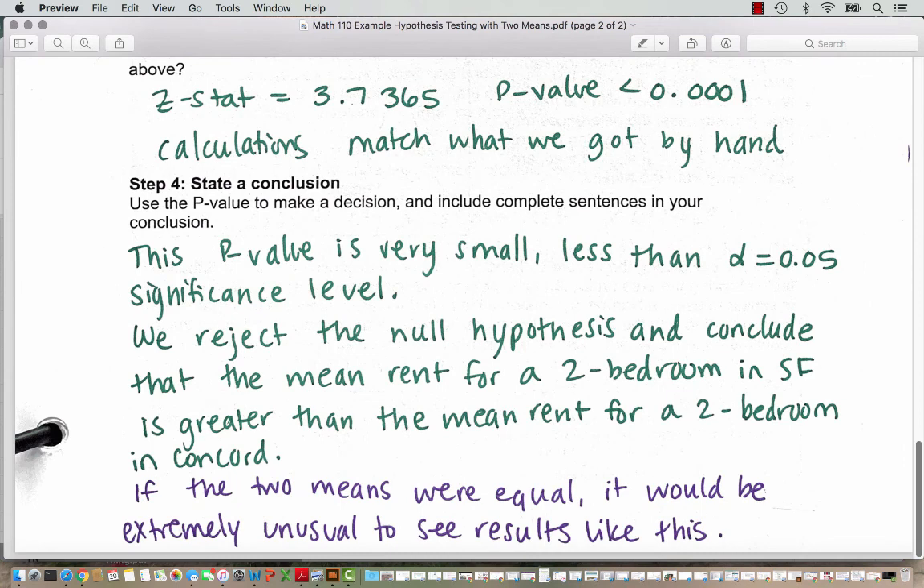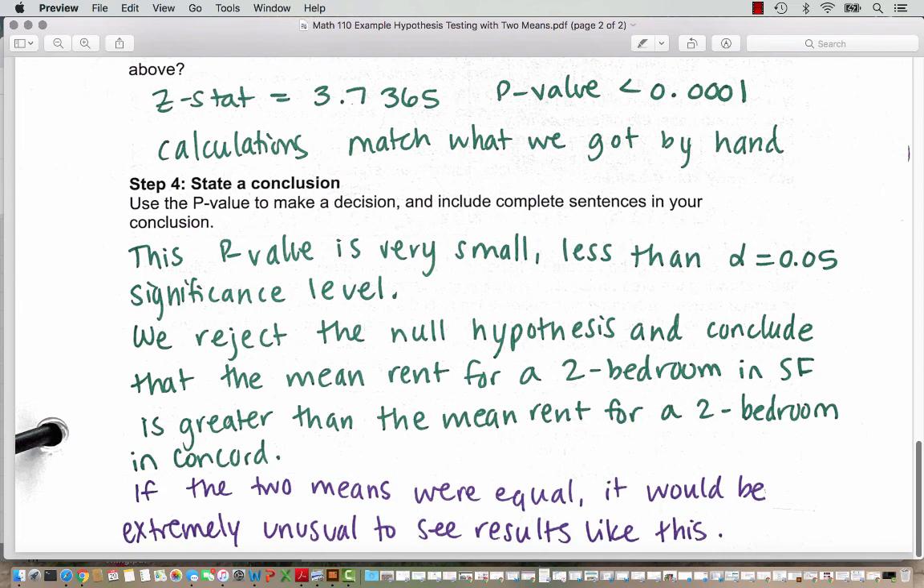So step 4 is to state our conclusion. So this p-value is very small, less than the 0.05 significance level. We're using 0.05 significance level by default. The word problem didn't tell us a significance level to use, so we use that 95% confidence, 5% room for error, preferred value that we statisticians like.